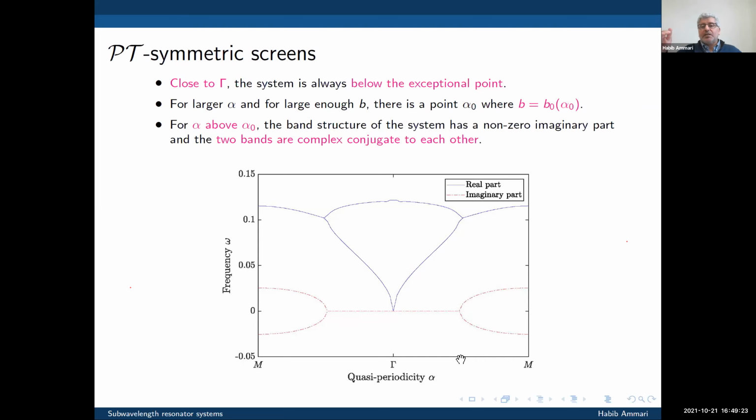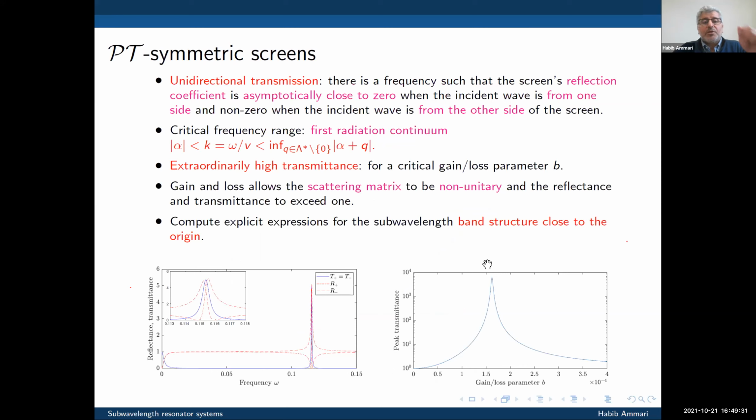The band structure consists of two bands which are complex conjugate to each other, as you can see here. Okay. Now, in such systems of screens, we can achieve unidirectional transmission. We can prove that there exists a frequency such that the screen's reflection coefficient is asymptotically close to 0 when the incident wave is from one side, and non-zero when the incident wave is from the other side of the screen.